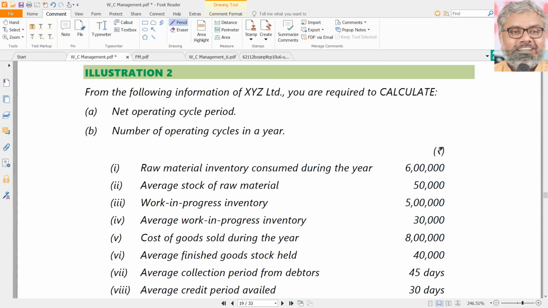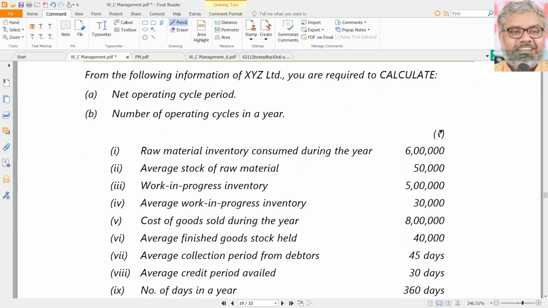The illustration number 2. From the following information of XYZ Limited, you are required to calculate net operating cycle period. So that is the first thing, major thing that will be asked. And then number of operating cycles in a year. That is simply nothing but 360 divided by operating cycle period. So here operating cycle period, we are talking about in days. For that, information is given.